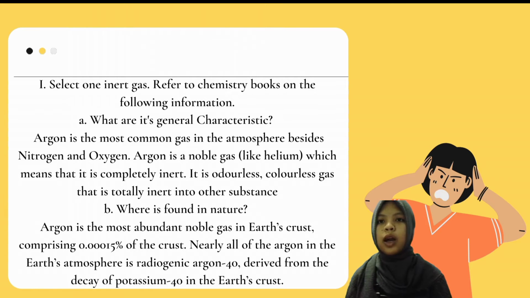Argon is the most common gas in the atmosphere besides nitrogen and oxygen. Argon is a noble gas like helium, which means that it is completely inert. It is an odorless, colorless gas that is totally inert to other substances. So the next question is, where is it found in nature? Argon is the most abundant noble gas in Earth's crust, comprising 0.15% of the crust. Nearly all of the argon in the Earth's atmosphere is radiogenic argon-40 derived from the decay of potassium-40 in the Earth's crust.